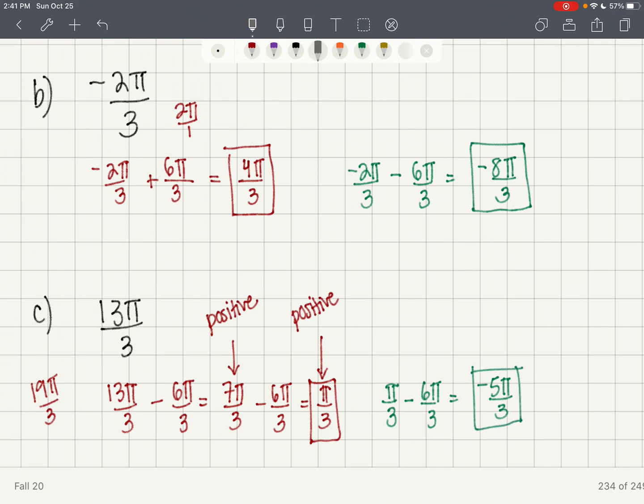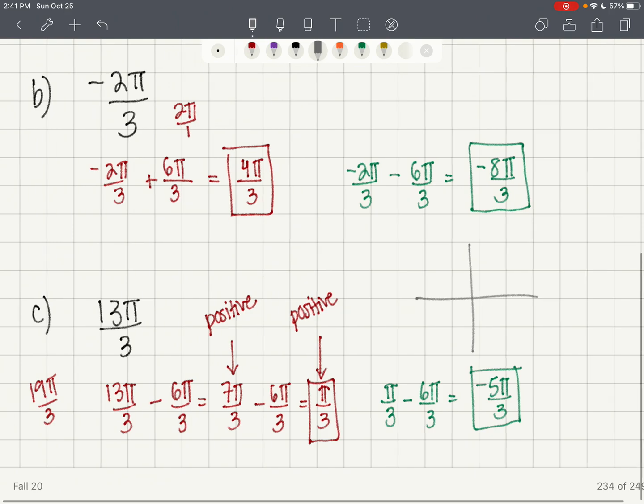Now I like the pi over 3 angle, so I'm going to draw that one. Pi over 3 is right here, so this is an angle in quadrant 1. Negative 5 pi over 3 is negative 1 pi over 3, 2 pi over 3, 4 pi over 3, 5 pi over 3. Negative 5 pi over 3 lands in the same exact place.